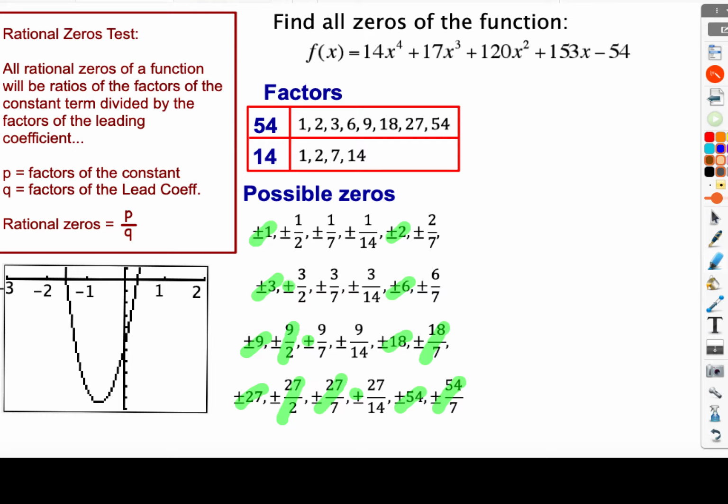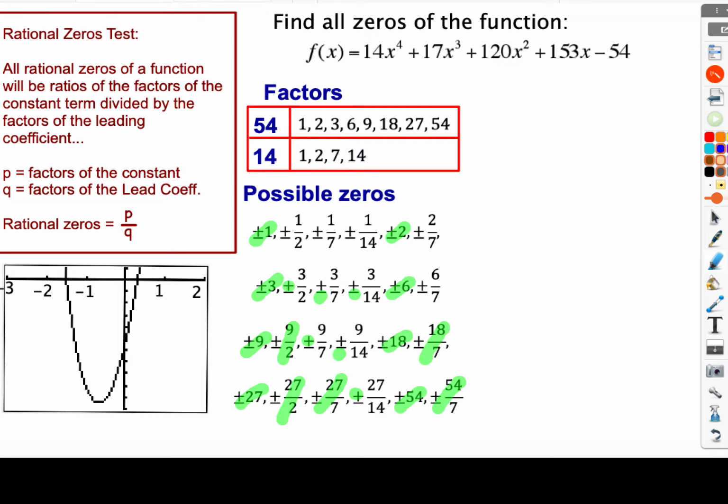But again, negative 3/7 would have been between 0 and negative 1. So that's out, right? Same thing with negative 3/14. And really, we could have gone back down to our negative 9/14. Also would not make any sense, right? That would have been between, again, 0 and negative 1.